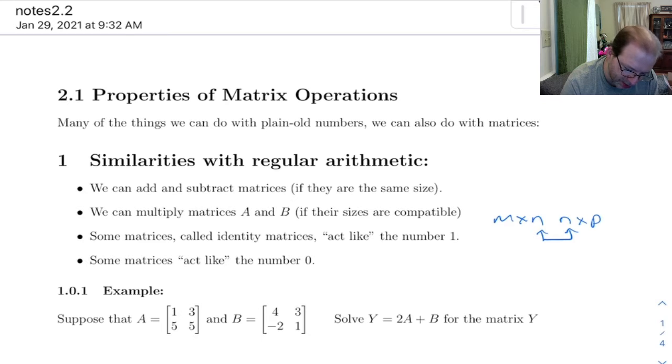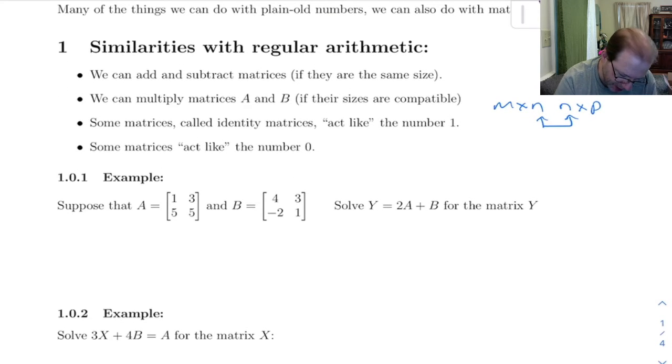We're going to see that some matrices called identity matrices act like the number 1, meaning you multiply it by another matrix, it doesn't change the matrix. And some matrices act like the number 0 in a couple of different ways. So let's just look at some examples here.